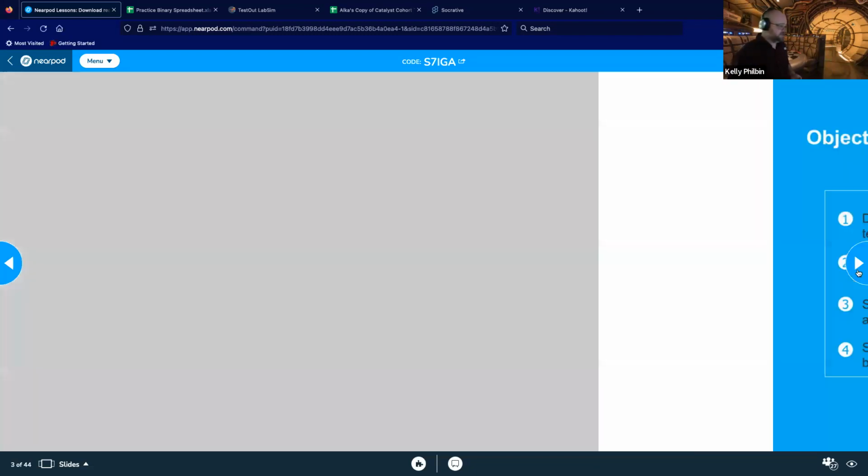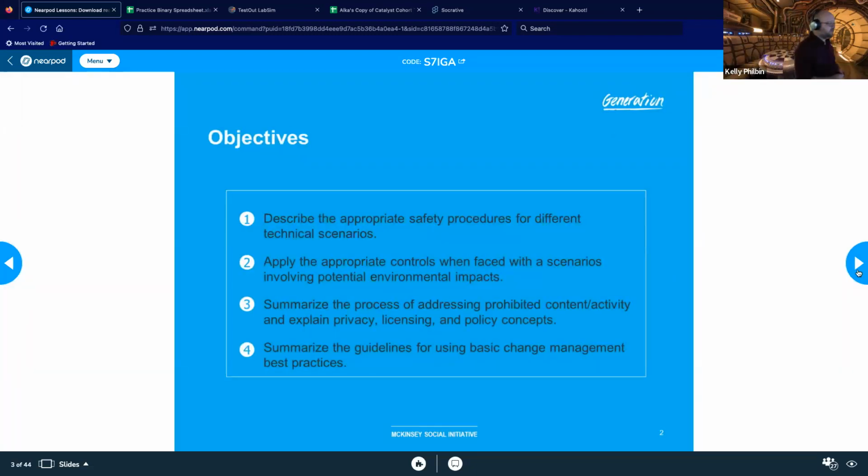So our objectives, though, for this particular session are going to be to describe the appropriate safety procedures for different technical scenarios, apply the appropriate controls when faced with a scenario involving potential environmental impacts, summarize the process of addressing prohibited activity and content. We're going to explain privacy, licensing, and policy concepts, and summarize some of the guidelines for using basic change management best practices. Hint, hint, have a backup plan.